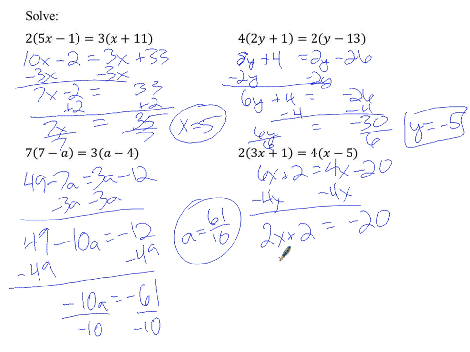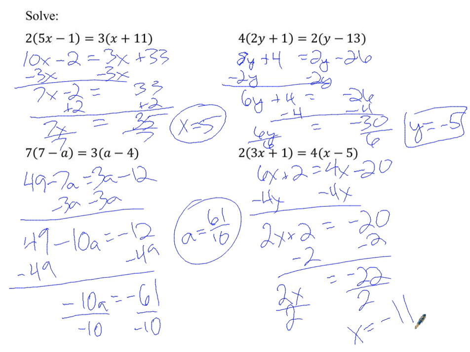Okay, call on somebody else. All right, now we want to get the variable term completely alone, so we subtract 2 from both sides. And what do we get? Equals negative 22. Nice. And one more person. Divide by 2 on the other side, okay. And we get negative 11. There's your answer.